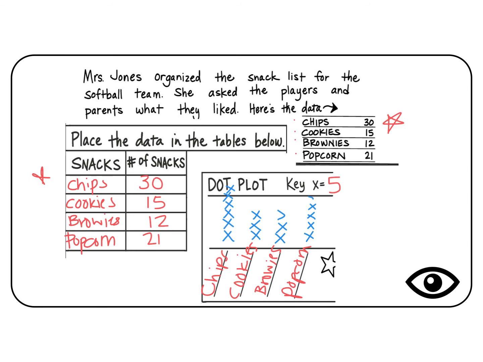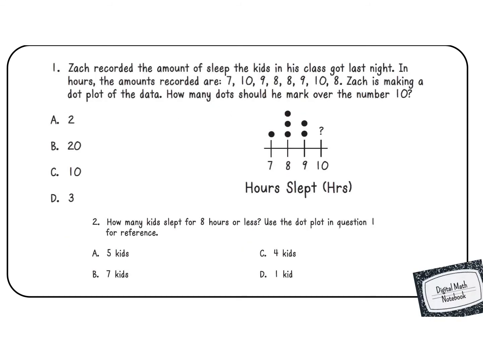Let's try a problem together. In this problem, it says, Zach recorded the amount of sleep the kids in his class got last night. In hours, the amounts recorded are 7, 10, 9, 8, 8, 9, 10, 8. Zach is making a dot plot of the data. How many dots should he mark over the 10?